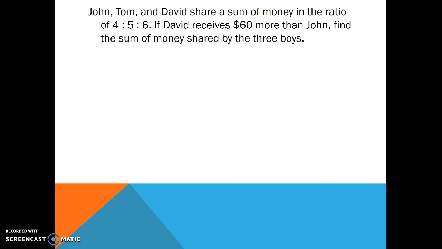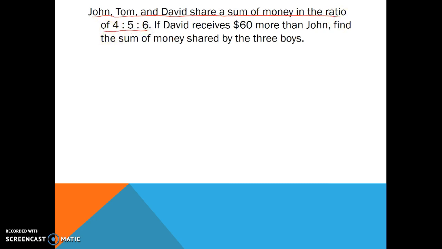John, Tom, and David share a sum of money in the ratio of 4 to 5 to 6. If David receives $60 more than John, find the sum of money shared by the three boys. Okay, there is a whole lot of information in this word problem, so we need to slow it down and pick it apart a little bit. Let's just take a look at this first sentence and see what we can gather from that.